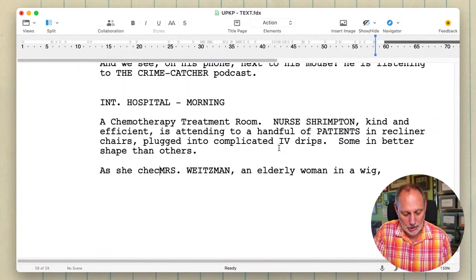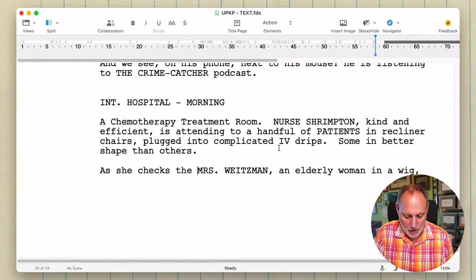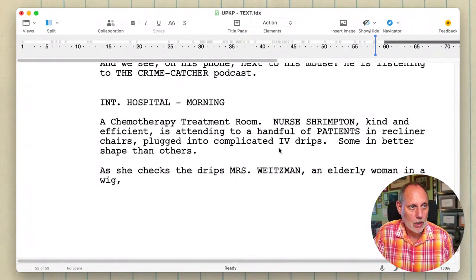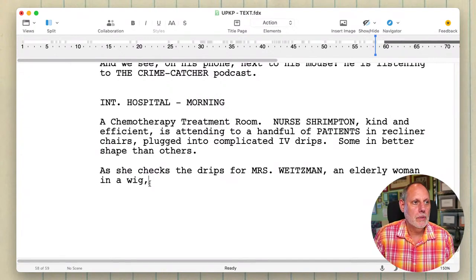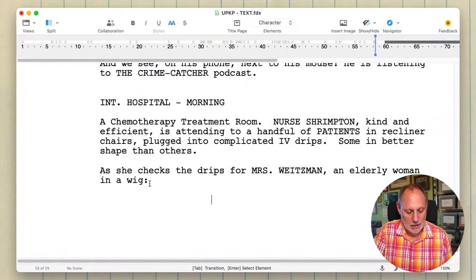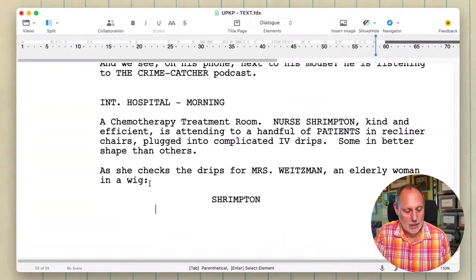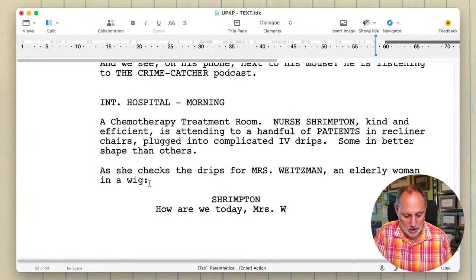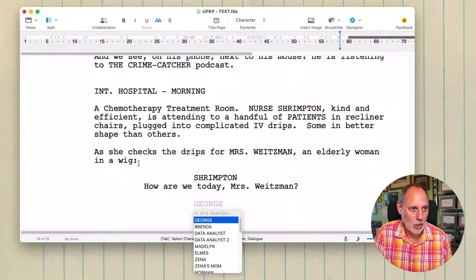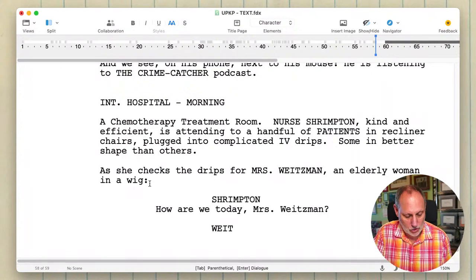She checks the drips for Weitzman. You know, I'm going to call her Weitzman. Weitzman.